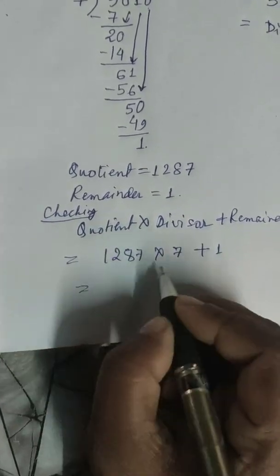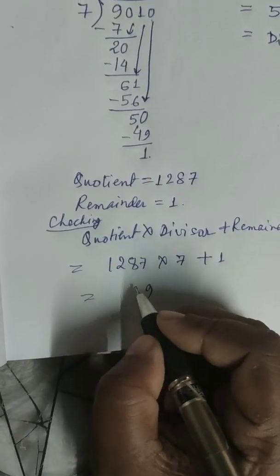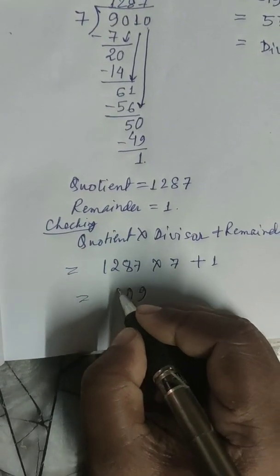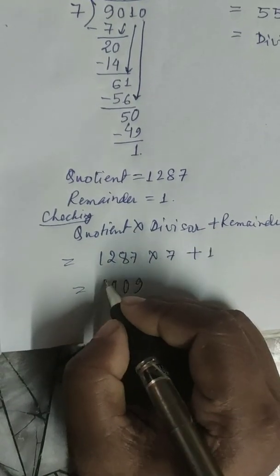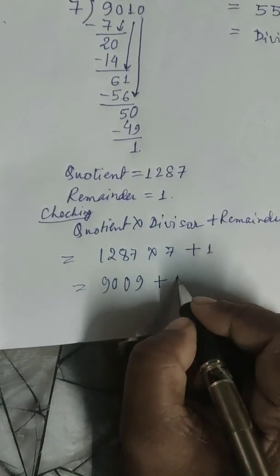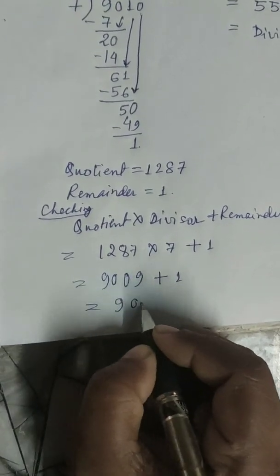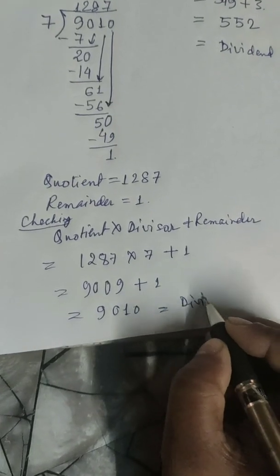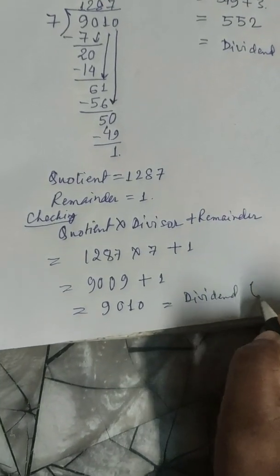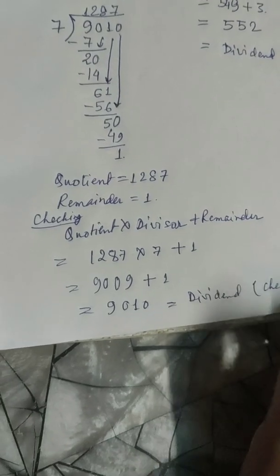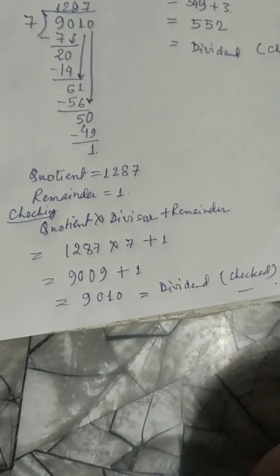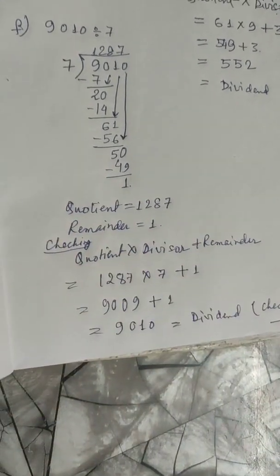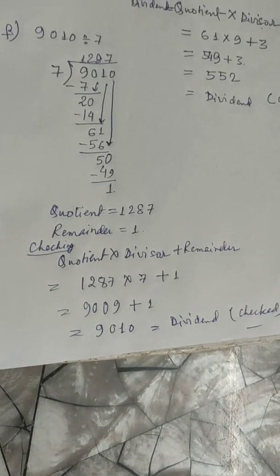So 7 sevens are 49, carry 4, 7 eights are 56 plus 4, 60 and 6 is 0, carry 6... 7 twos are 14 and 6 is 20, carry 2, 7 ones are 7 and 2, 9. So 9009 plus 1, the answer is 9010. Now this equals our dividend. So the answer is checked. Like this way you have to solve the other problems also from this self practice 6K.